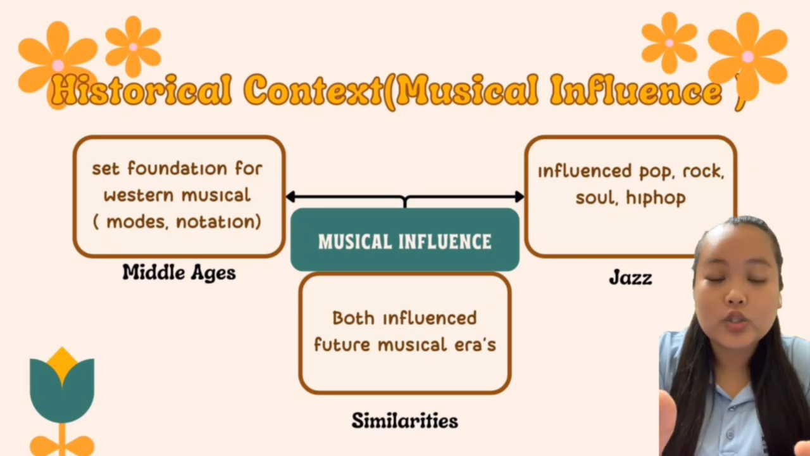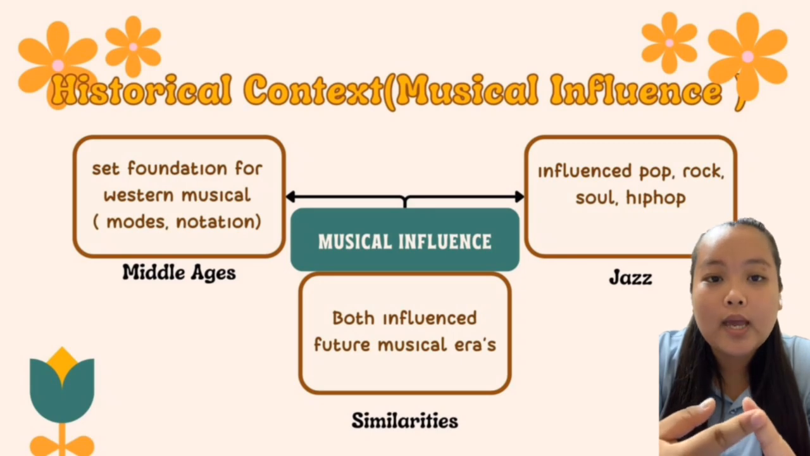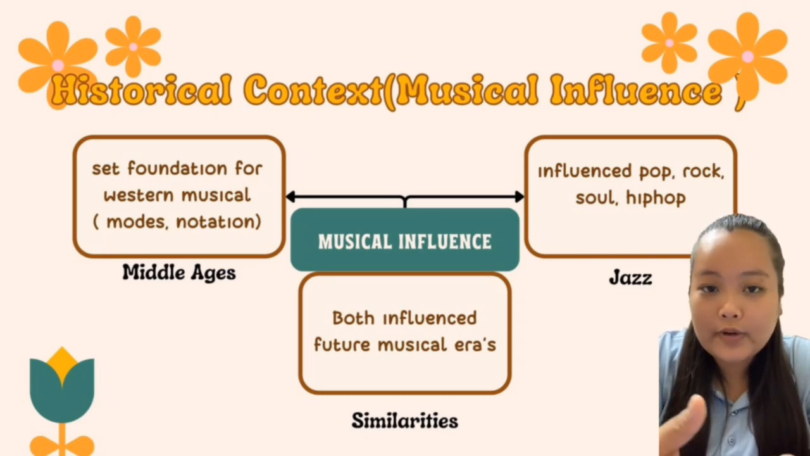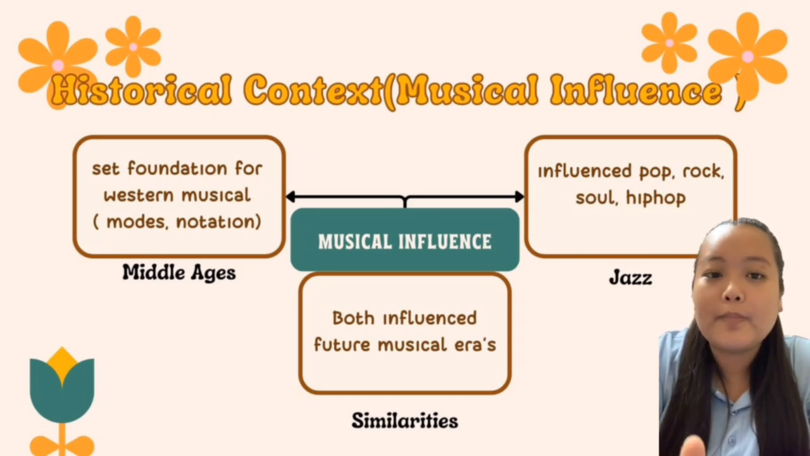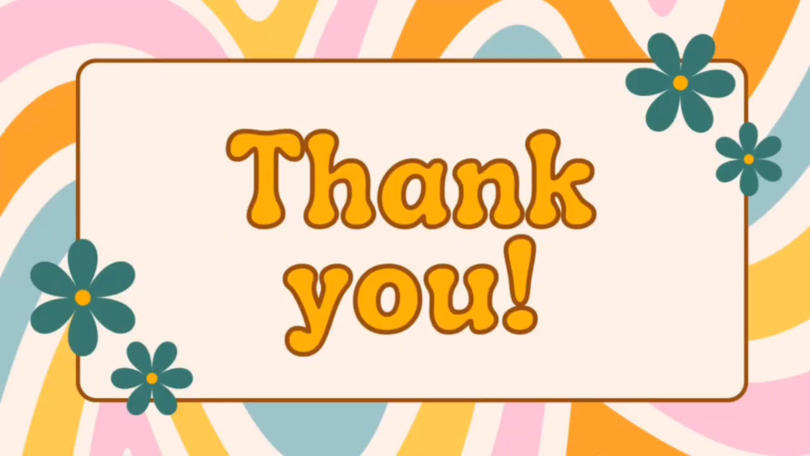And the last point of the historical context is musical influence. Middle Ages music influenced the development of Western classical music, including the notation system, harmony, and early instruments. Jazz influenced modern genres like blues, rock, R&B, hip hop, pop, and even classical fashion. So the difference is that Middle Ages music laid the foundation of the Western classical tradition, while jazz shaped modern and contemporary music. And the similarity is that both have a lasting impact on the evolution of global music and are studied in music history today.